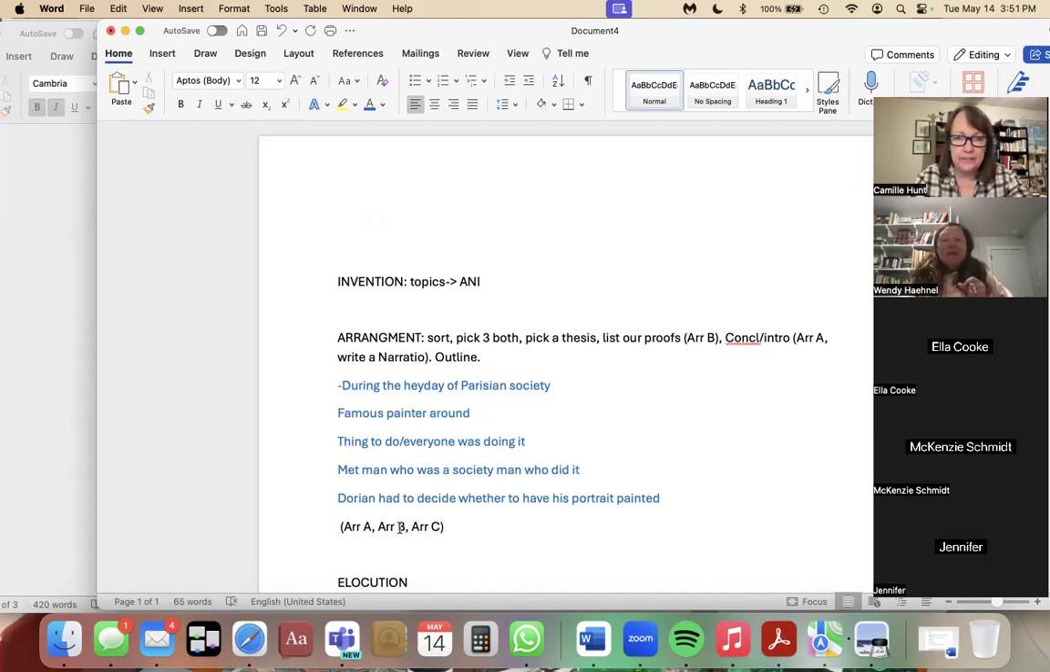But the thinking order has always been sort of nebulous to me. I never quite understood where it goes or why we don't call the entire thing a thinking order in this arrangement piece. But if I'm understanding you correctly, when we are in this arrangement and we have a new tool to use, we begin with the things we already know, we've already done. So the sorting, the picking, the thesis, listing of our proofs. And then we work into our new tool, which would be in this case, the narratio, and then go back to, again, what we know in our order to the outline. Am I understanding that correctly?